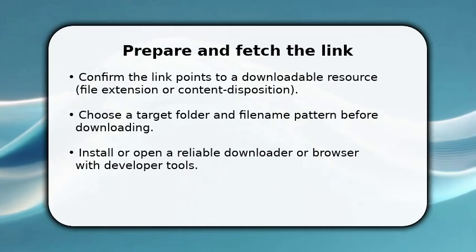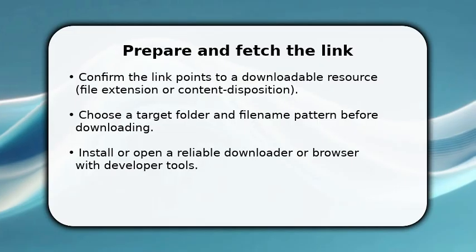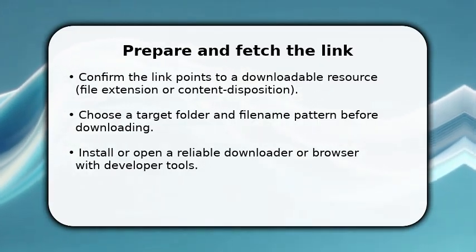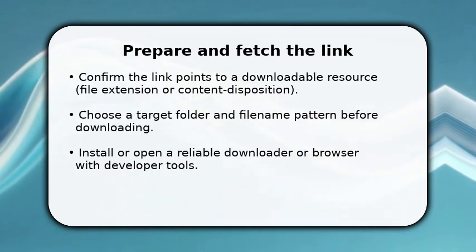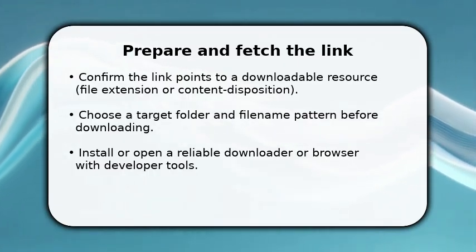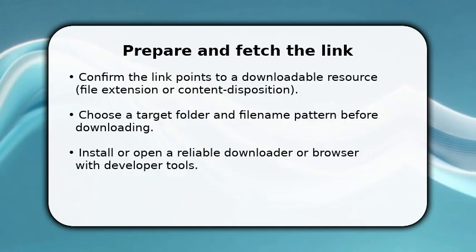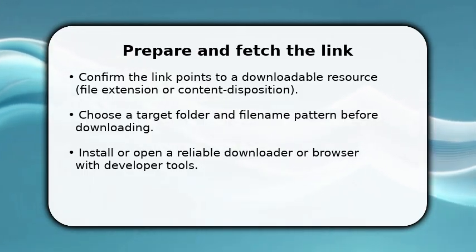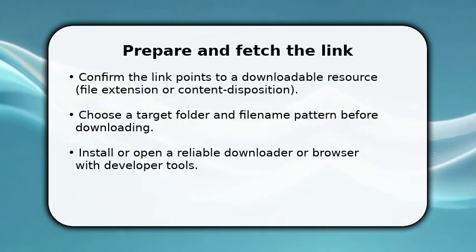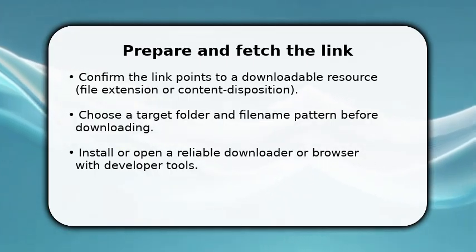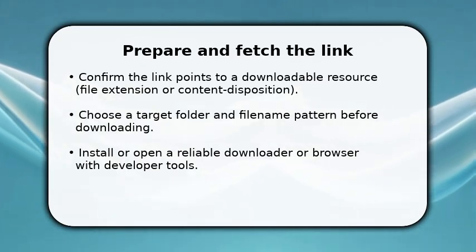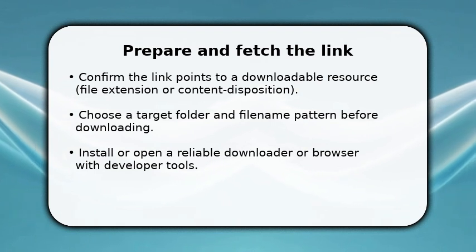You start by verifying the link is actually a file URL and not a web page. Open your browser or downloader and set the destination folder so you don't lose the file. Once done, attempt a quick head request or check the link's extension to confirm file type. This prevents wasting time. Make sure your network and permissions allow writing to the chosen folder. If the link requires authentication, have credentials or tokens ready before proceeding to the download step.